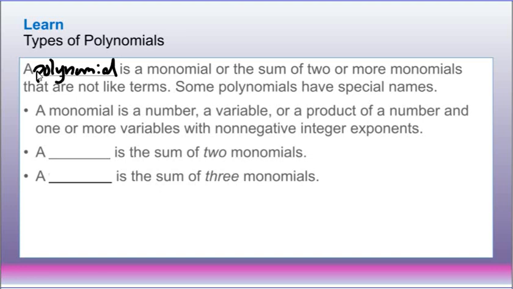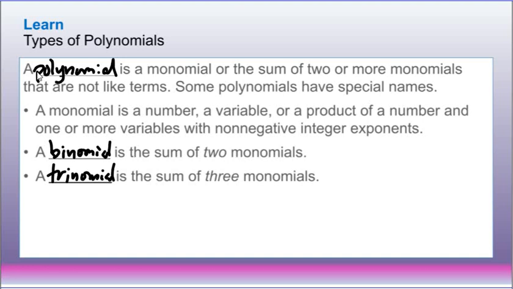A monomial is just a number, a variable, or a product of a number and one or more variables with non-negative integer exponents. A binomial is the sum of two monomials, and a trinomial is the sum of three monomials. So we got monomials, one term, binomial, two terms, trinomial, three terms. And each term is separated by a plus or minus sign.